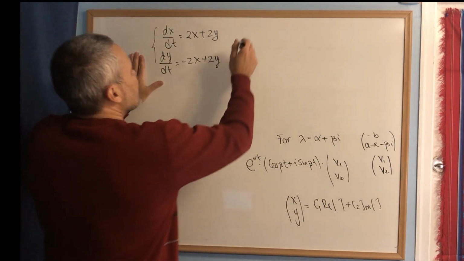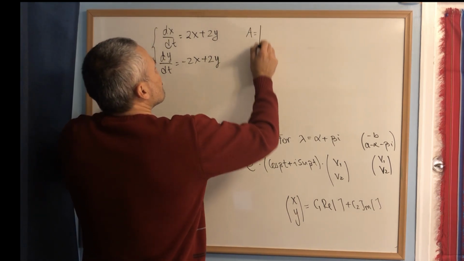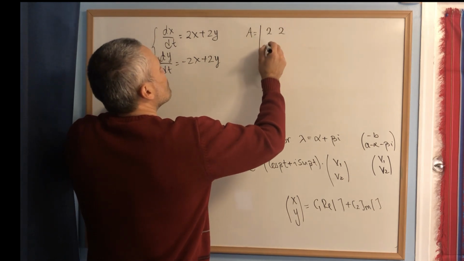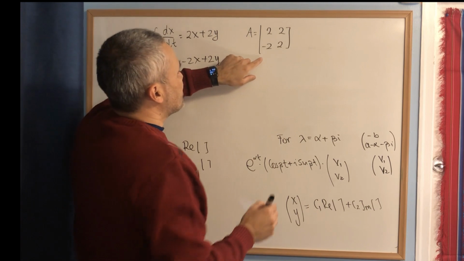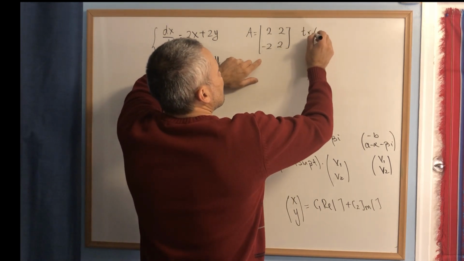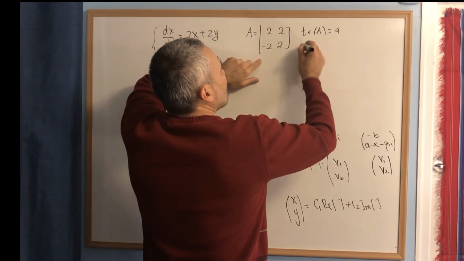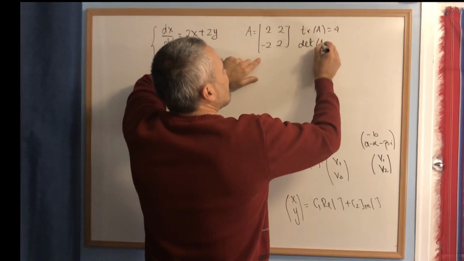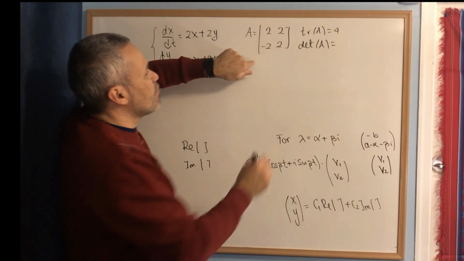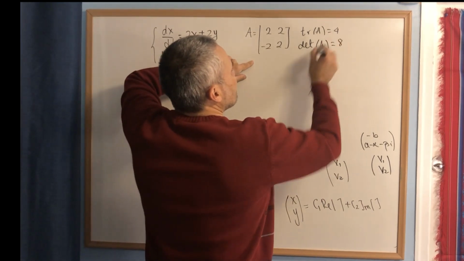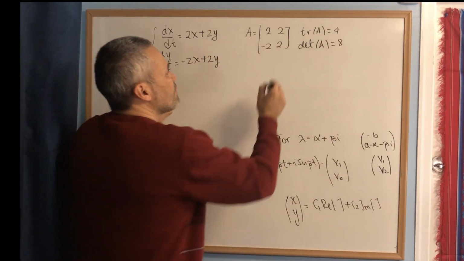Then we compute the matrix of the system, which is 2, 2, negative 2, and 2. And then we compute the trace. The trace of A is 4. And the determinant of A is 2 times 2 plus 2 times 2, which is 8. And then we have to solve this system.